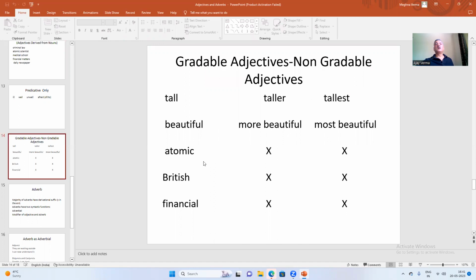So we cannot say the matter is more financial or the matter is most financial, or this technique is more atomic or most atomic. These adjectives are non-gradable adjectives. So with this we come to the end of our discussion on adjectives. These were some facts related to the form, the function, and the classification and sub-classifications of adjectives.